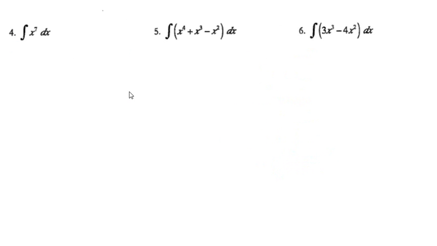Next, let's look at problem 6. Okay, we have a similar problem to problem 3. We're going to split this integral up into 2 pieces. The first piece, this 3x cubed, will be 3 times the integral of x cubed dx. And it's going to be minus 4 times the integral of x squared dx.